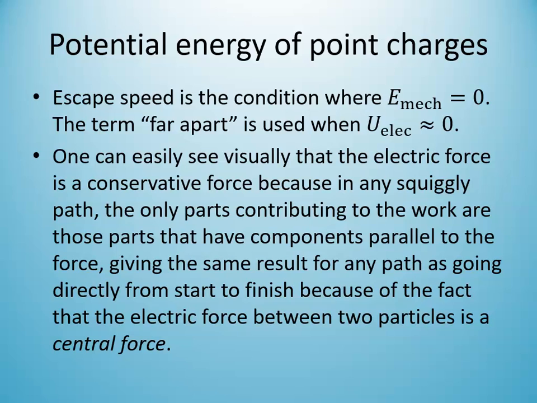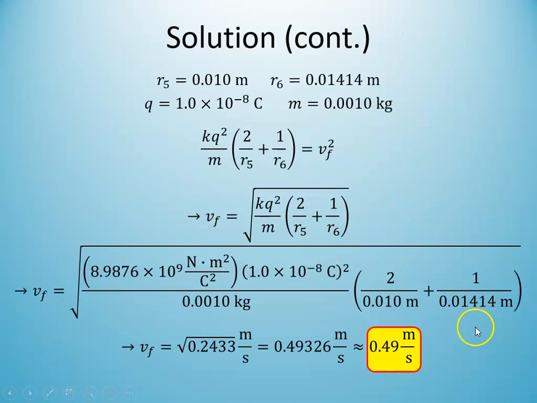So again, we used the fact that when they were very far apart, the potential energy was equal to zero. And that's what we call the escape speed. If they're able to get very far apart from some initial setup, then we will say that they have reached escape velocity. So let's say that I had these as particles that would end up attracting each other. In other words, two positives and two negatives. In order to get them infinitely far apart, I would have needed to make them initially going at 0.49 meters per second.